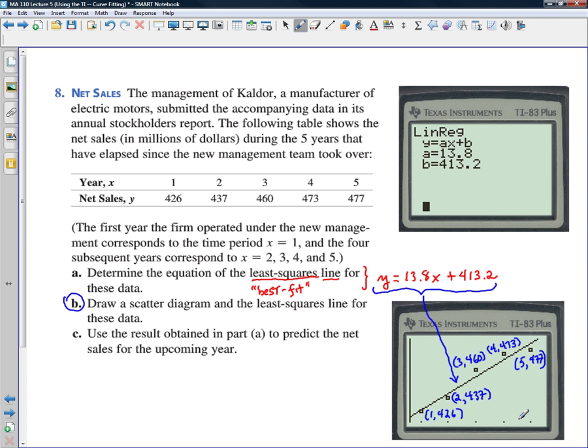Of course, you can't copy your calculator display like I just did, but make a rough sketch on your paper. And finally, the last question, part C, says predict the upcoming year. Well, isn't the upcoming year going to be the year when x equals 6? So take the equation y equals 13.8, enter the 6 for your x, add 413.2.